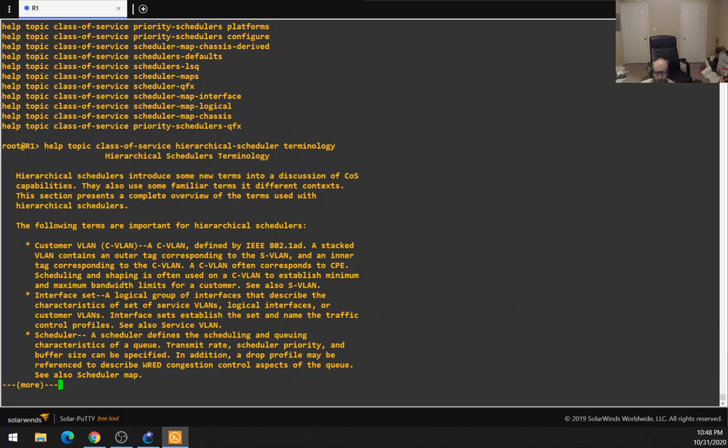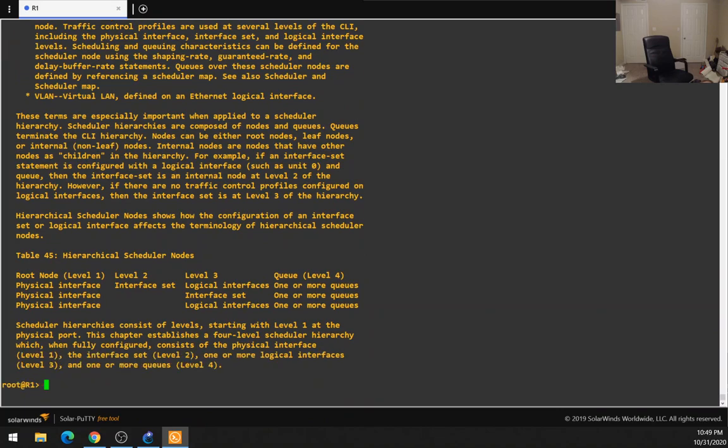Okay, so hierarchical schedulers introduce some new terms into a discussion of CoS capabilities. They also use some familiar terms in different contexts. This section represents a complete overview of the terms used with hierarchical schedulers. The following terms are important for hierarchical schedulers, and there's a lot of them.